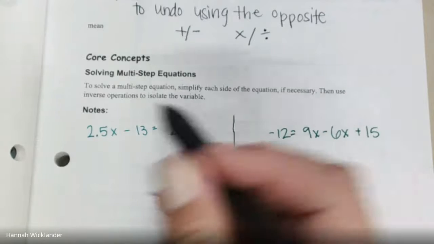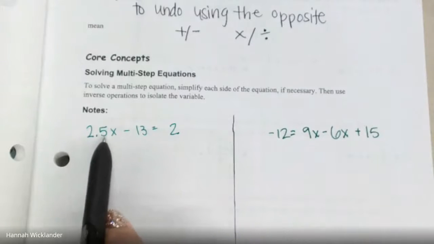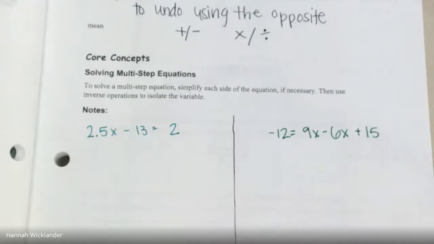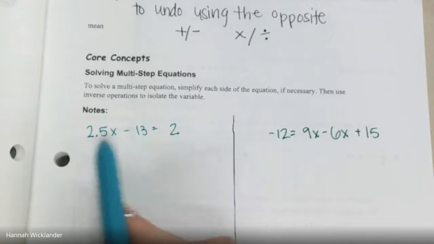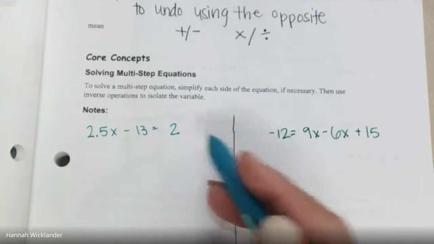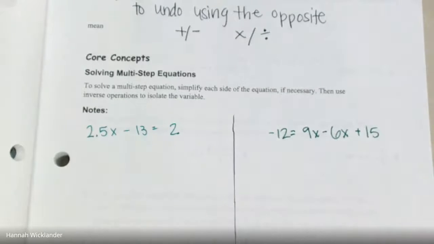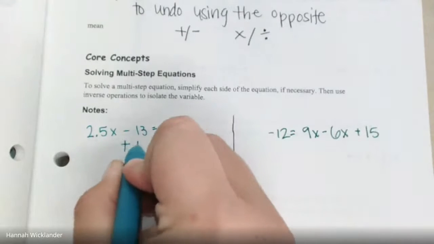Okay? So for my first equation, I have 2.5x minus 13 equals 2. Does anyone know what my first step is going to be? Add 13. Yes, good job, Evelyn. So I'm going to do the inverse of 13 to get x by itself, isolate my variable. So since it's subtracting 13, I'm going to do the opposite, which is adding 13.